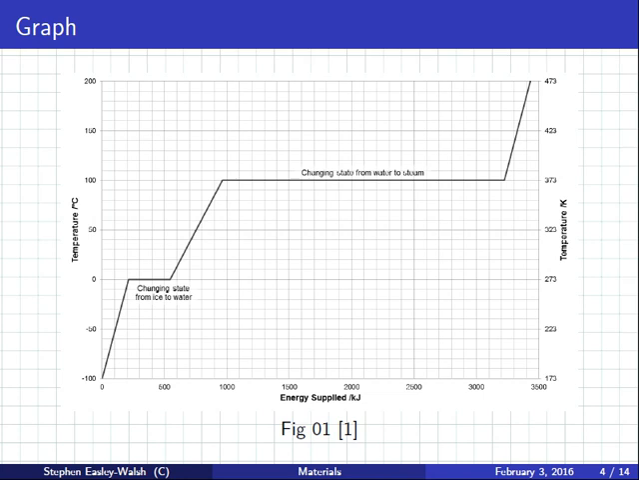They have on occasion asked you to draw this graph for ice becoming steam, where they put temperature on the y and energy or time on the x. I want you to copy this down as best you can. Don't have to be perfectly accurate, but you need the names.